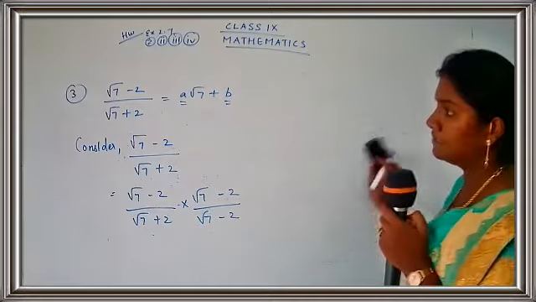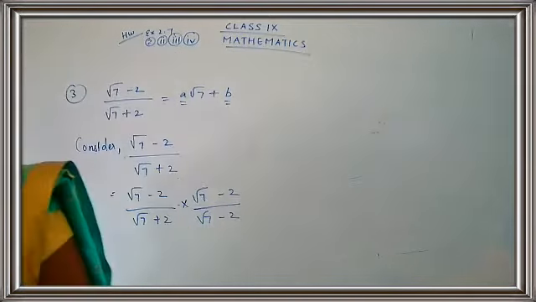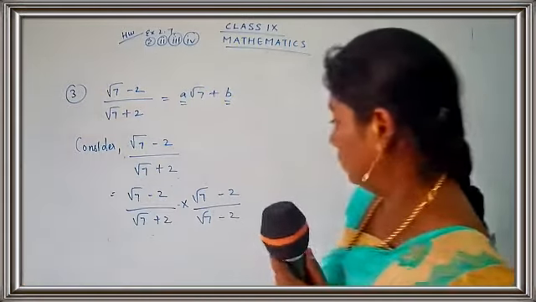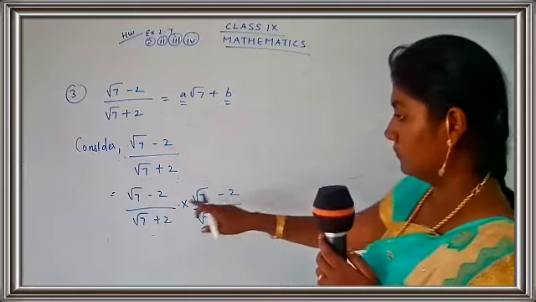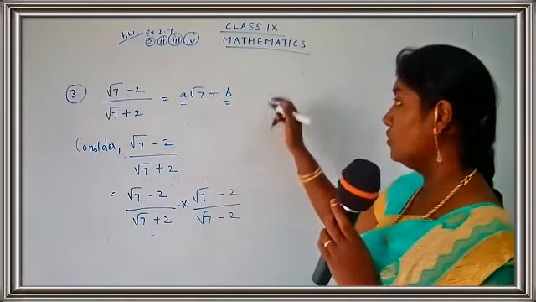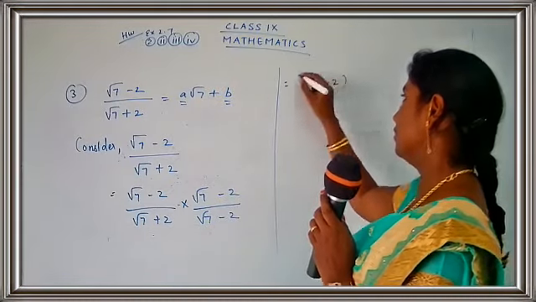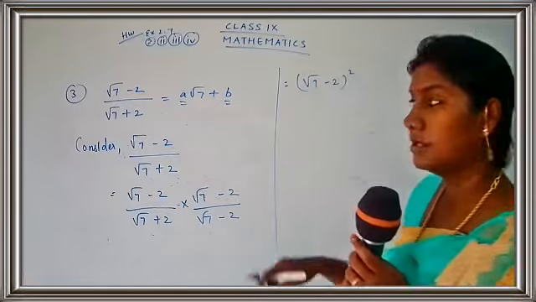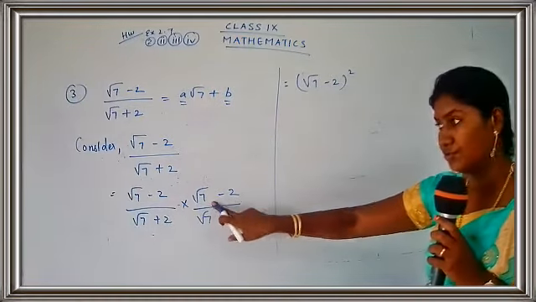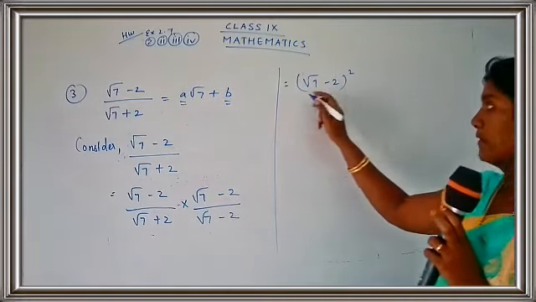So you have root 7 minus 2 upon root 7 plus 2. Let's multiply. This is the same number, root 7 minus 2, root 7 minus 2. So I'm just going to write them as root 7 minus 2 the whole square. Be careful when you write the numbers, root 7 minus 2 is repeated, so I'm writing this as root 7 minus 2 the whole square upon.